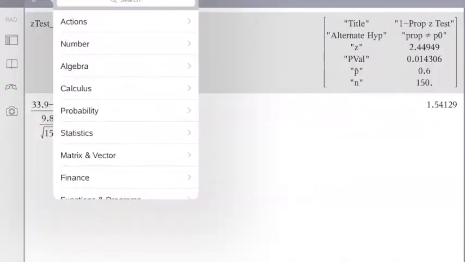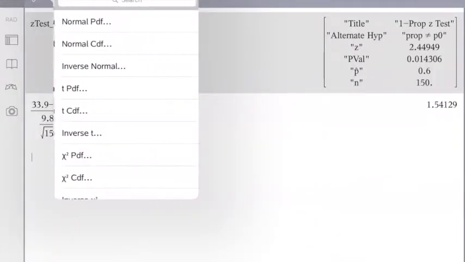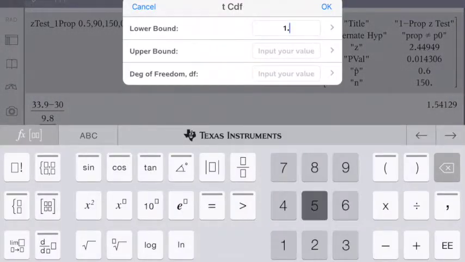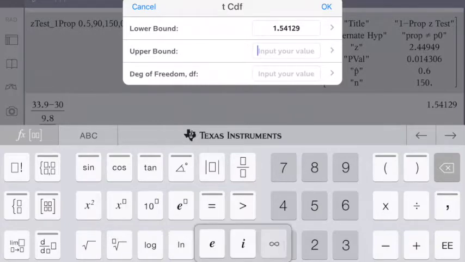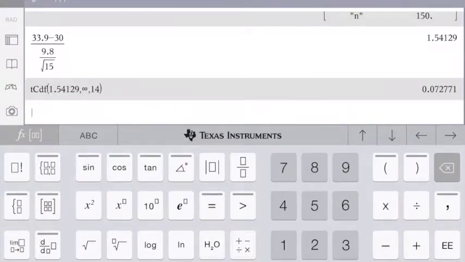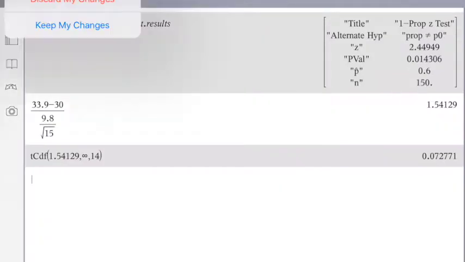We'll go to Menu, Statistics, Distributions, and in our t distribution from 1.54129 to infinity with 14 degrees of freedom. And that's a 0.07, so that's close to being significant, but it's not. That's our p-value. Or we can run the whole test.